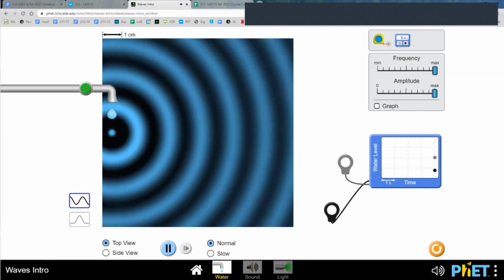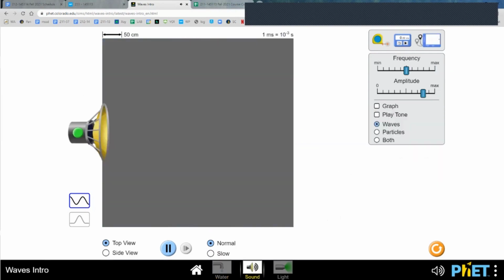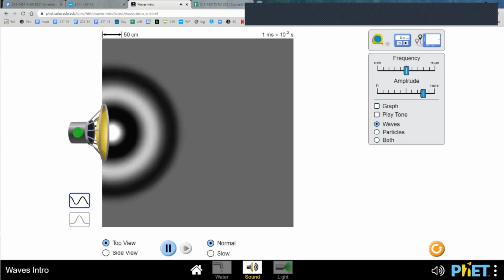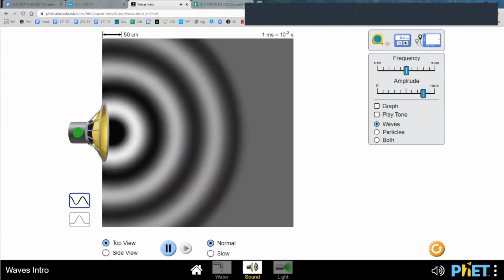What if I go to sound right here? Check out what happens when I turn on my wave driver. In this case, the wave driver means the object that's creating the waves. You used this last Thursday. You used the wave driver for that resonance experiment. So what if I turn on the speaker? Right now, it looks exactly like the water waves.